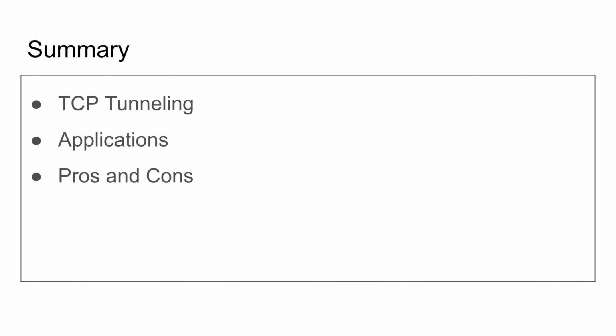All right. So TCP tunneling, smuggling. Okay, that's where we are. Applications, right? We talked about a lot of applications: blocking sites, reverse tunneling, forward tunneling. What the heck is forward tunneling? Local port forwarding. Okay, and then we talked about pros and cons.